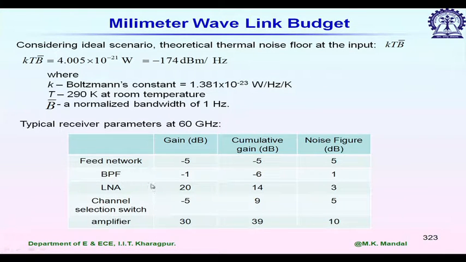Now, at the receive side, let us say these are some typical values given here. Feed network loss is 5 dB. That means gain is minus 5 dB we can say, or cumulative gain just after the antenna due to the feed network is minus 5. For any passive component, for which gain is less than 1, or a lossy network, the noise figure, again noise figure is the ratio of SNR at the input to SNR at the output, is equal to simply the loss of the device. So, if any device provides 5 dB insertion loss, its noise figure will be 5 dB. It is followed by a BPF, for which loss is 1 dB, cumulative gain minus 6 dB.